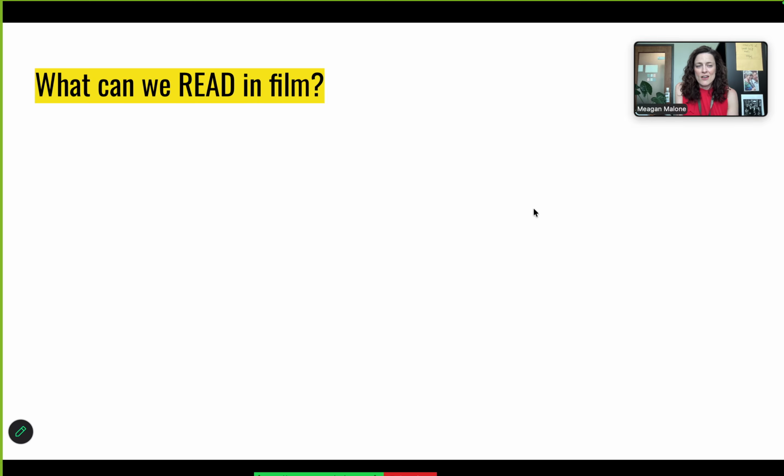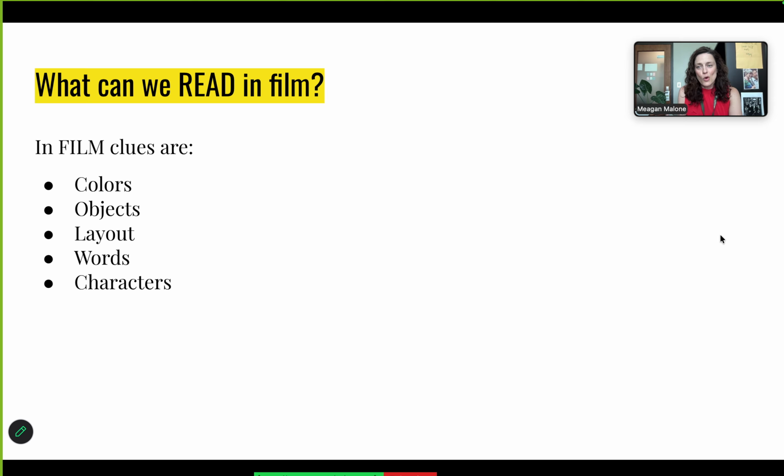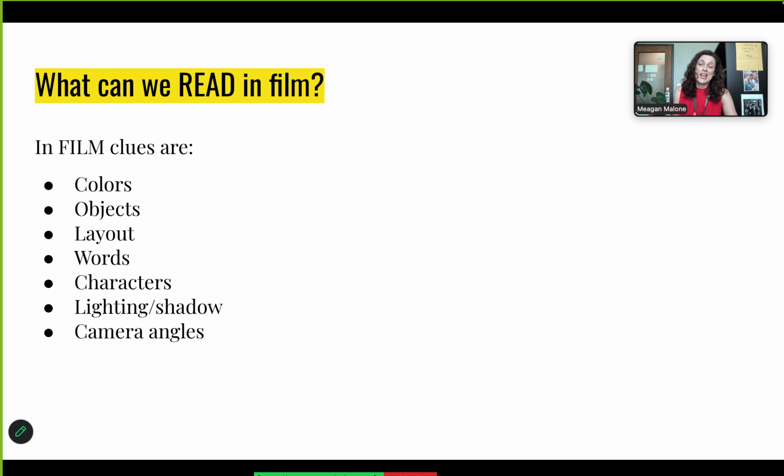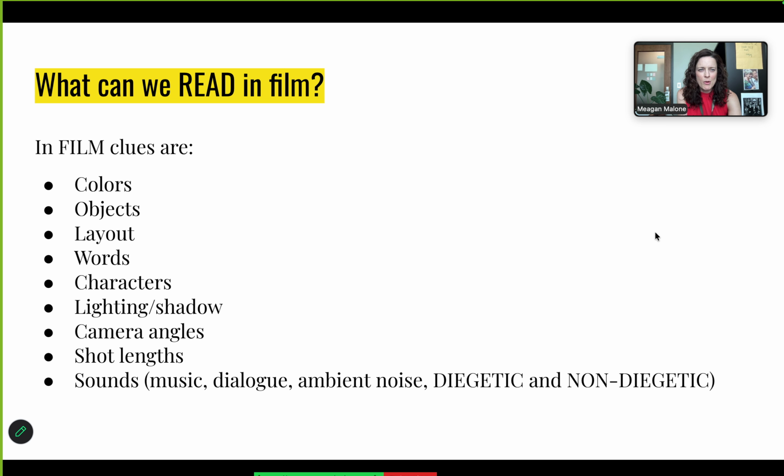What about a film? How can we read a film as opposed to just watch a film? When we're reading a film, we're paying attention, we're interpreting. We might also look at the colors and the objects, the layout, the words. These are all the same as photography: characters, light and shadow. But we also have the angle that the camera takes, and the amount of time that the shot is allowed to stay in the frame. We also have sounds that we don't have in photography or still images. We might have music, dialogue, or ambient noise that's either diegetic or non-diegetic.